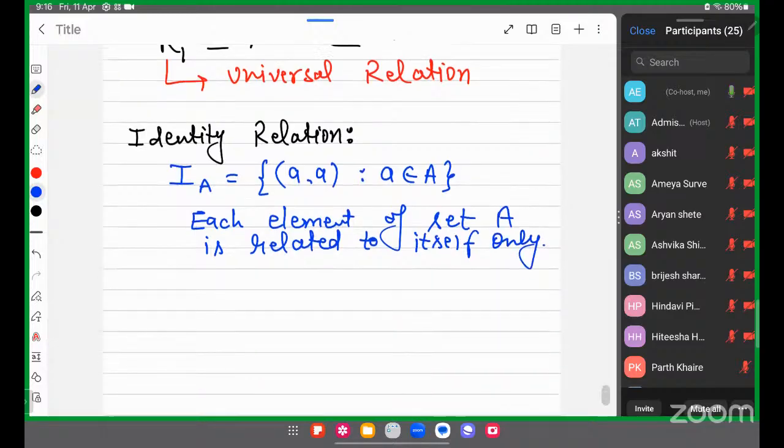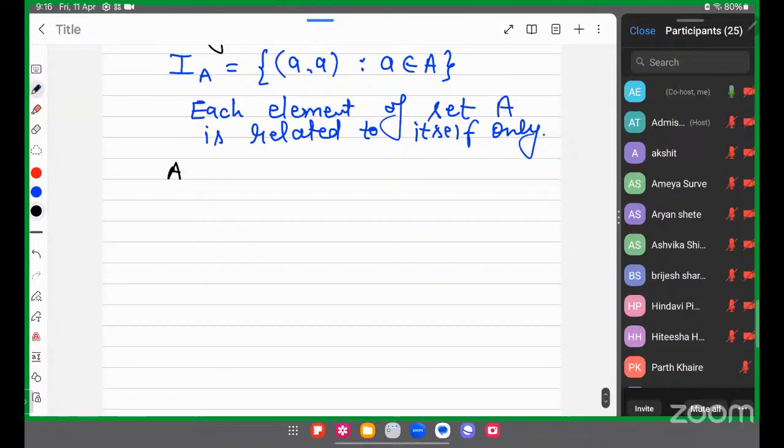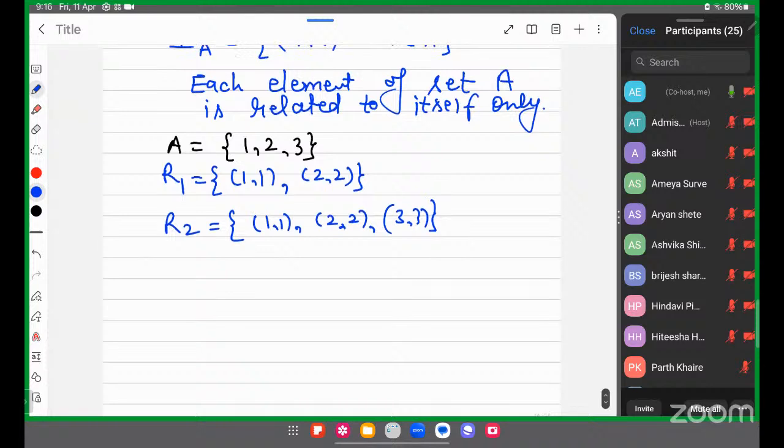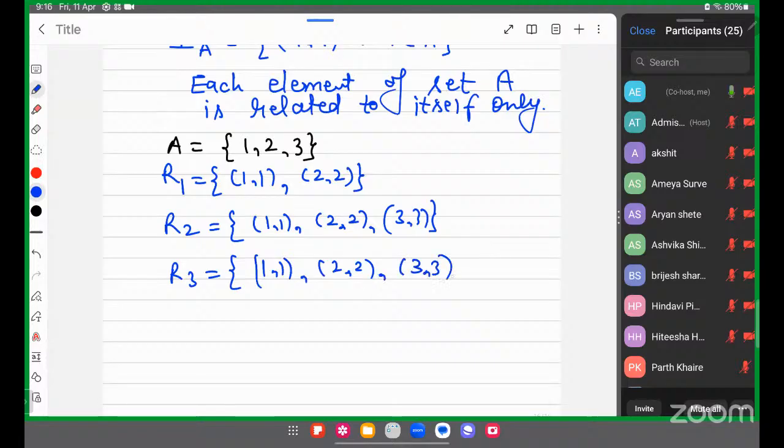Yes or no? For example, we have set A which is {1, 2, 3}, and a relation R1 is defined on it: (1,1), (2,2). Another relation R2 is defined: (1,1), (2,2), (3,3). And another relation R3 is defined: (1,1), (2,2), (3,3) and (1,2). Which one will be identity and which is not identity?